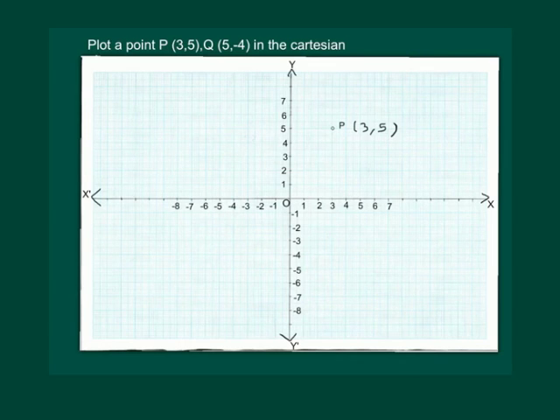Now suppose we have to mark a point Q whose coordinates are 5 and -4. Clearly, point Q will lie in the fourth quadrant. It has x coordinate positive and y coordinate negative. Now, since the x coordinate is 5, we move 5 steps on the x-axis and then the y coordinate is -4, so we plot a point here. So we get a point Q whose coordinates are 5 and -4. Likewise, we can plot any point on the Cartesian plane.